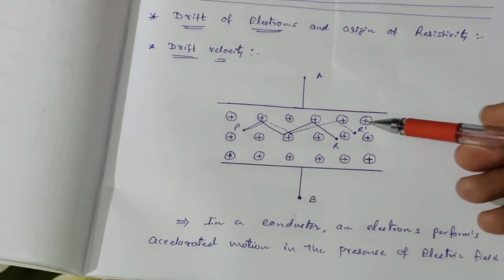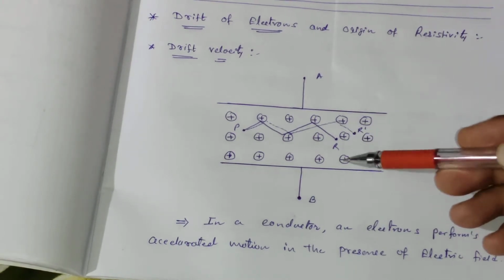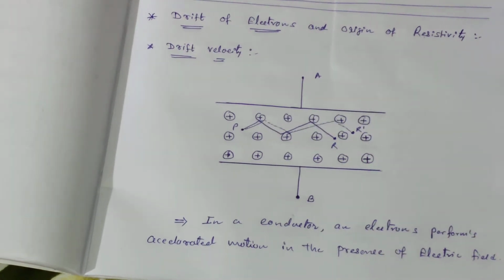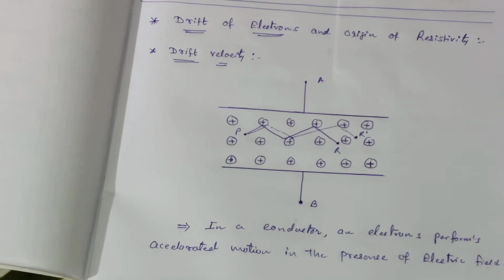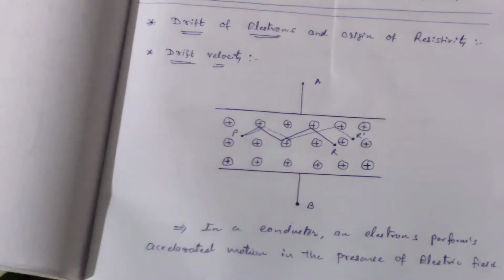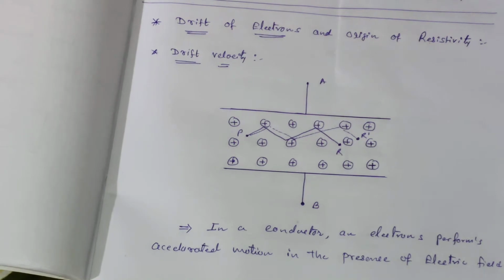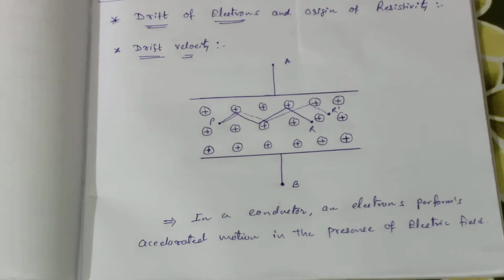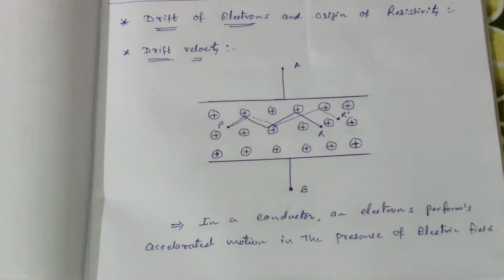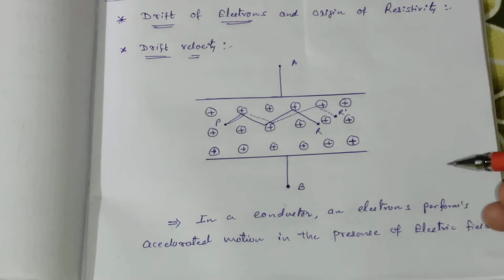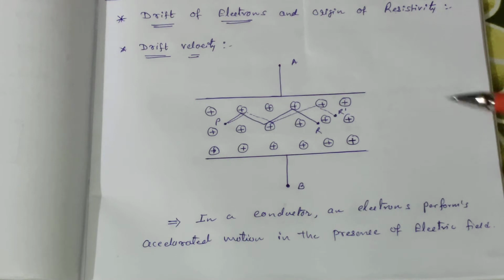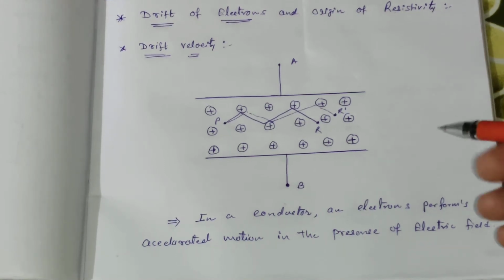This positive charge means these are positive ions. You can see these positive ions in a regular geometrical arrangement, which is known as a lattice. Now, while an electron is in motion, how does resistance occur? That is our motto in this theory.